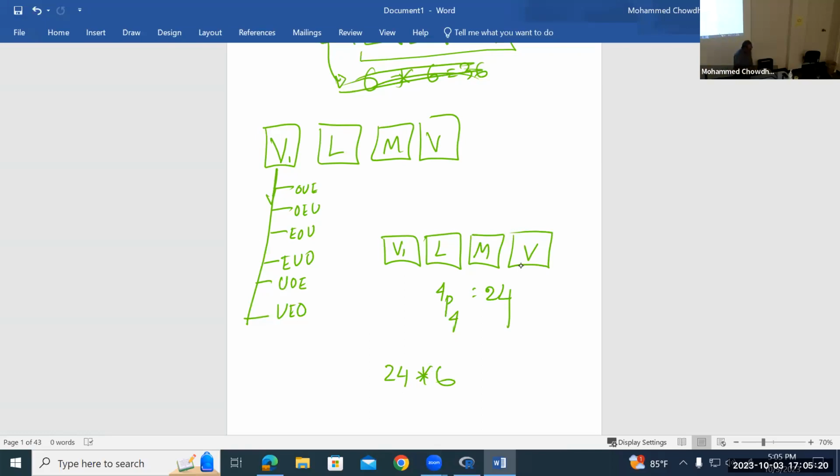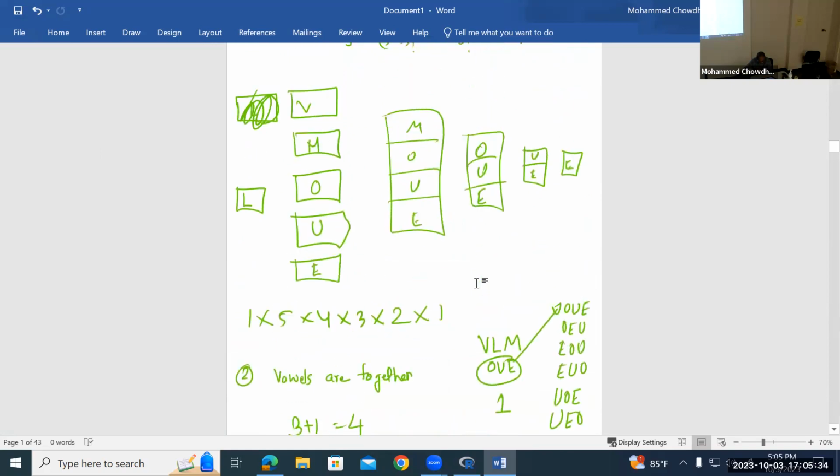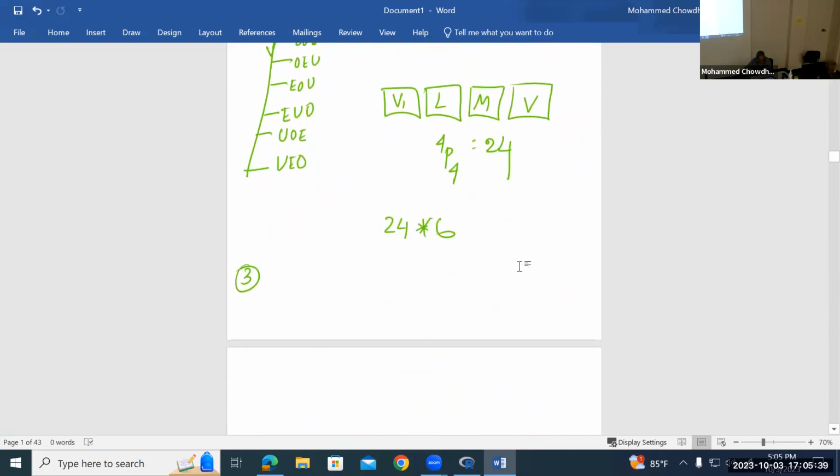Okay. So number 3. First of all, the first question: I did the letter L appearing in the first position, right? Second, vowels together. Vowels and consonants together.